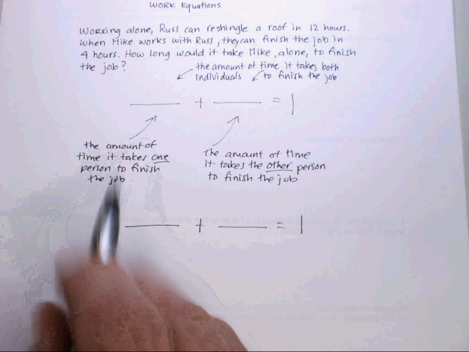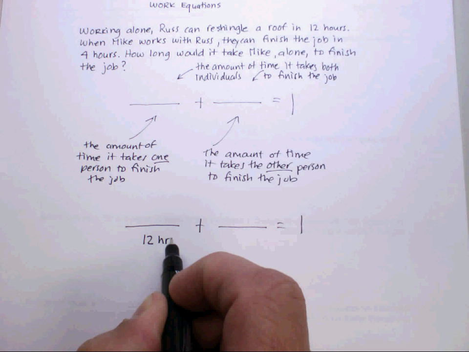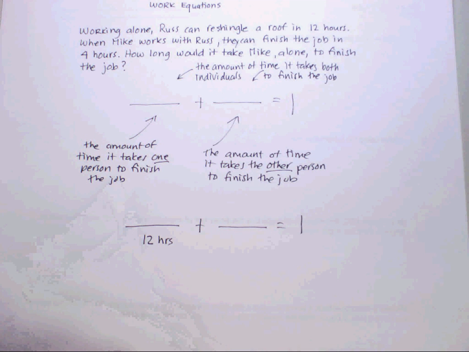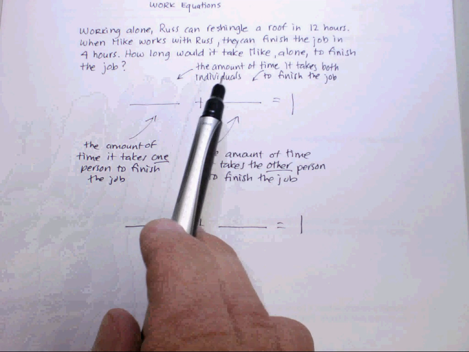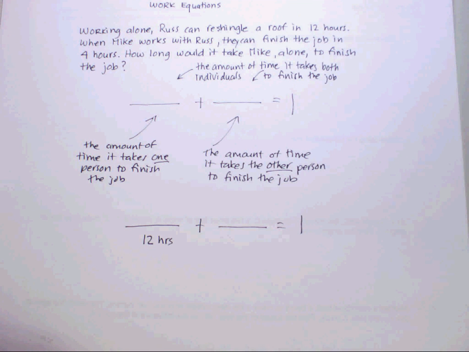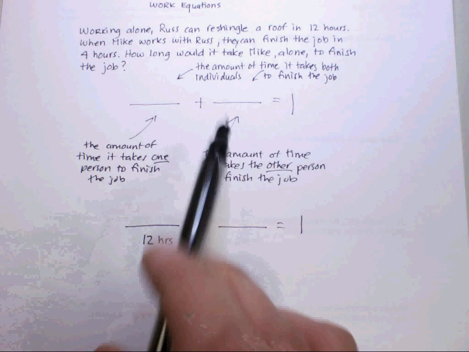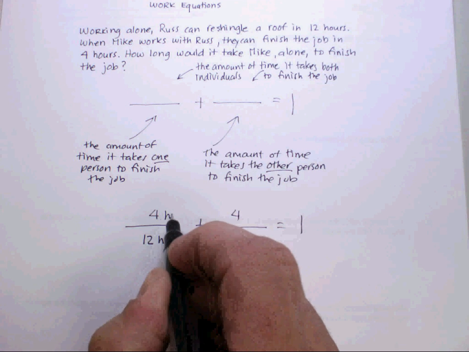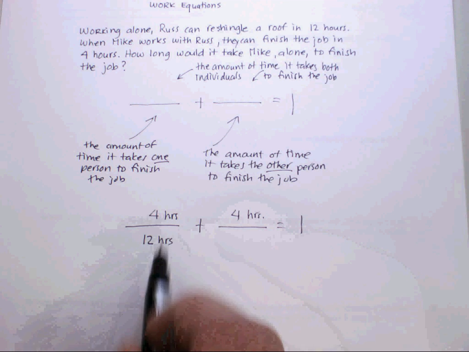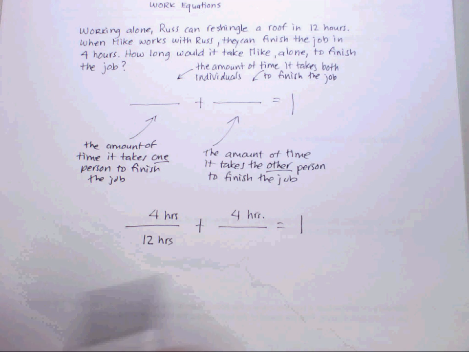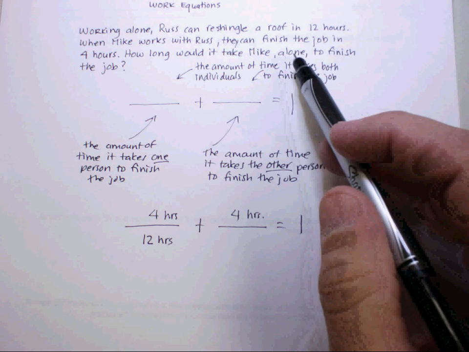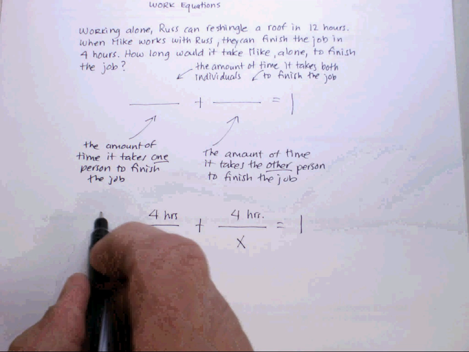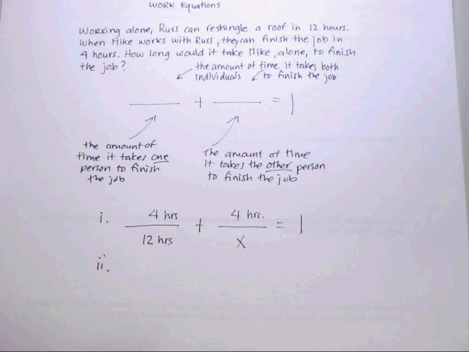It says, working alone, let me set up my equation first of all. I know it's going to be this, and I just have to fill in 4 spots. So working alone, Russ can reshingle a roof in 12 hours. So we know that Russ could go here or here. Doesn't make any difference, but we know it takes him, one person, to finish the job in 12 hours. When Mike works with Russ, they can finish the job in 4 hours. So where would we put that? Well, it's working together. We would put the 4 hours up top. And we'll do a quick check, and yes, hours, hours, hours, and hours. So everybody's in hours, that's good.